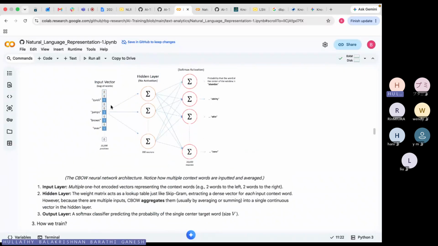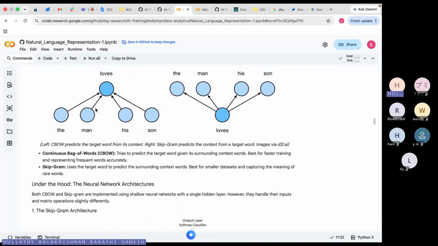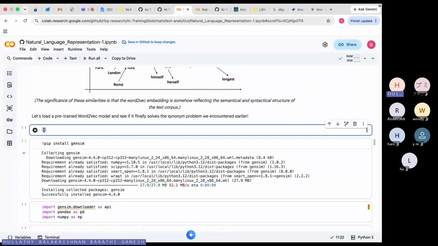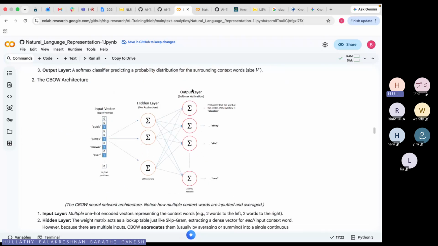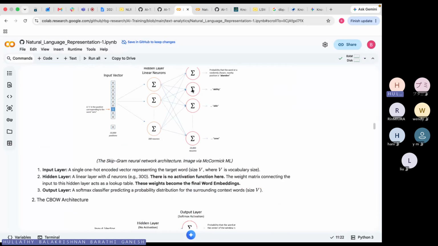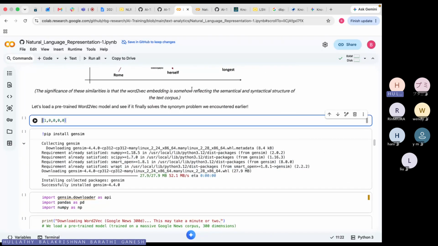So on this specific example, we have 1, 2, 3, 4, 5 words. Just like taking the 0th word, first word, second word, third word, and fourth word, we'll be formulating one-hot encoded vectors. So this is the first word, which is basically the man loves his son.